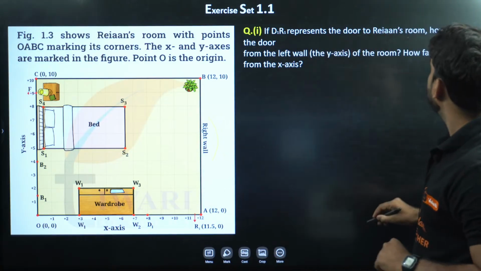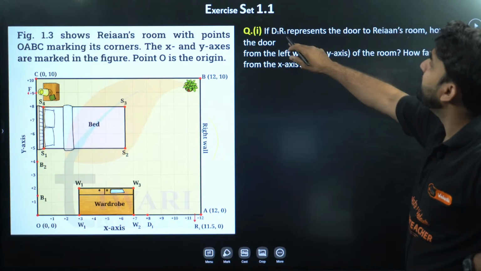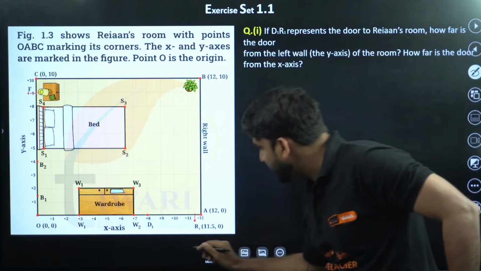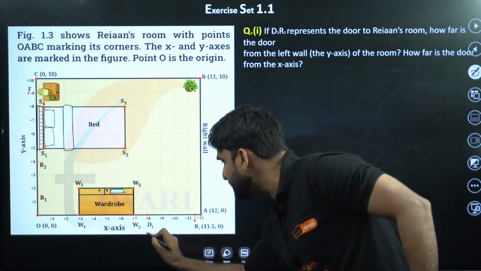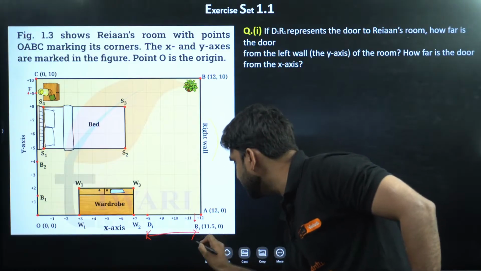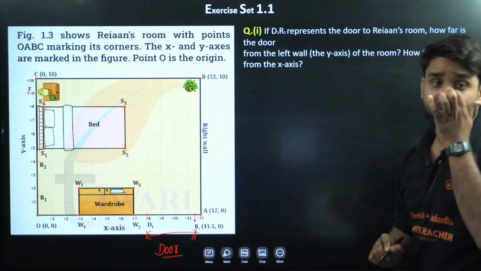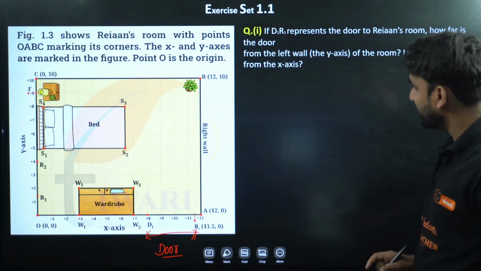Now, can you see here? The question is saying D1 R1 is the door. Can you see? D1 R1 is the door. The door is here, D1 and R1. This is the door, D1 R1.